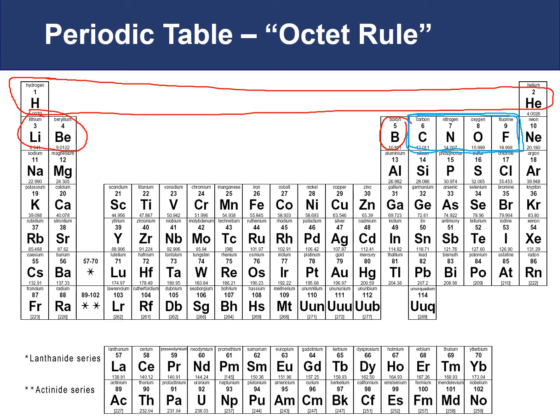Anything from the third row down has access to d orbitals, which means that they can violate the octet rule, though they don't always do so. A lot of the times you'll find that when things like silicon, phosphorus, sulfur, chlorine, bromine, and iodine are making bonds, they will be following the octet rule. Although, because they do have access to d orbitals, they will sometimes violate it.